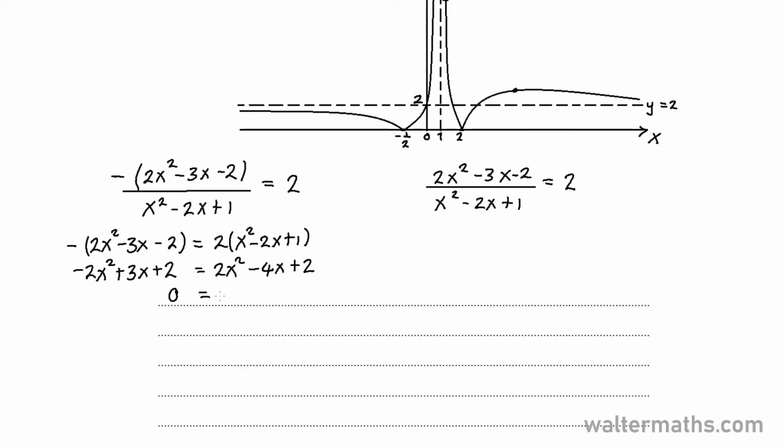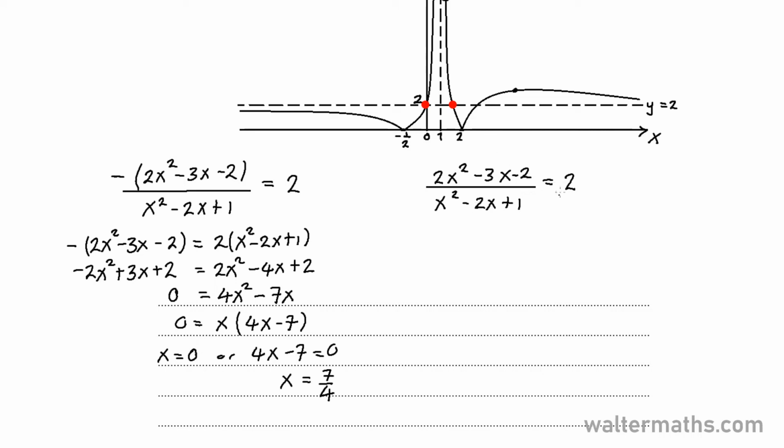Then 2x squared plus 2x squared is 4x squared. Then minus 4x minus 3x is minus 7x. Then 2 minus 2 is 0. So this is the equation here. And we can factor out x to get x times (4x minus 7). So it's either x is equal to 0 or 4x minus 7 equal to 0. So x comes out as 7 over 4. So we now have the values of x here. So x is equal to 0 is this point here. And x is equal to 7 over 4 is the x value of this point here.